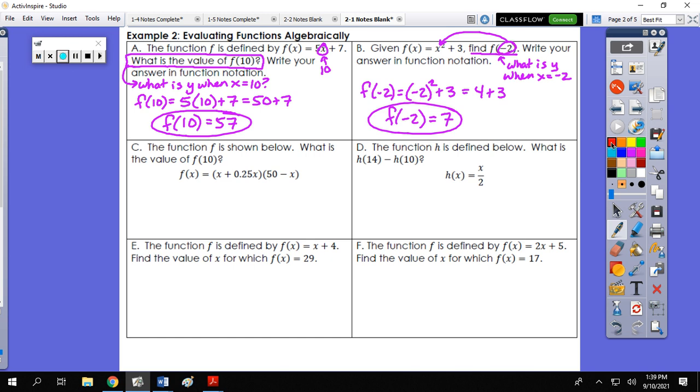Now, one thing to note here, remember what that's saying. If you graphed f of x, this point, (-2, 7), would be on the graph.